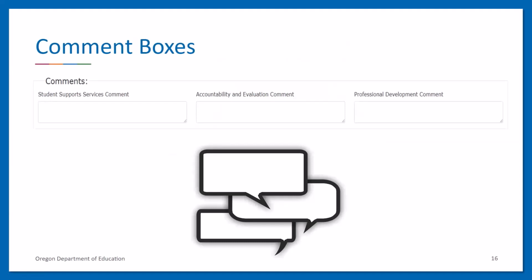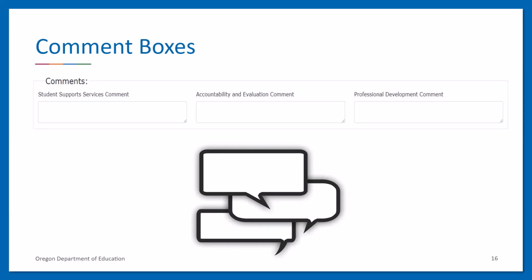The 3 comment boxes, student support services, accountability and evaluation, and professional development comment, provide the components of a high quality program of study. And they are all 3 available on full applications. On renewal applications, you will only find the student support services comment box. And on startup applications, there will not be any of these 3 boxes.